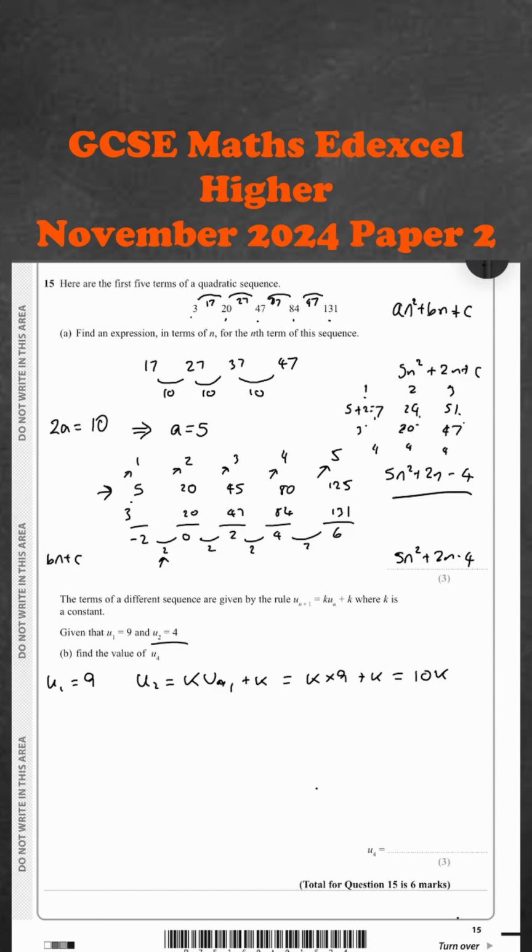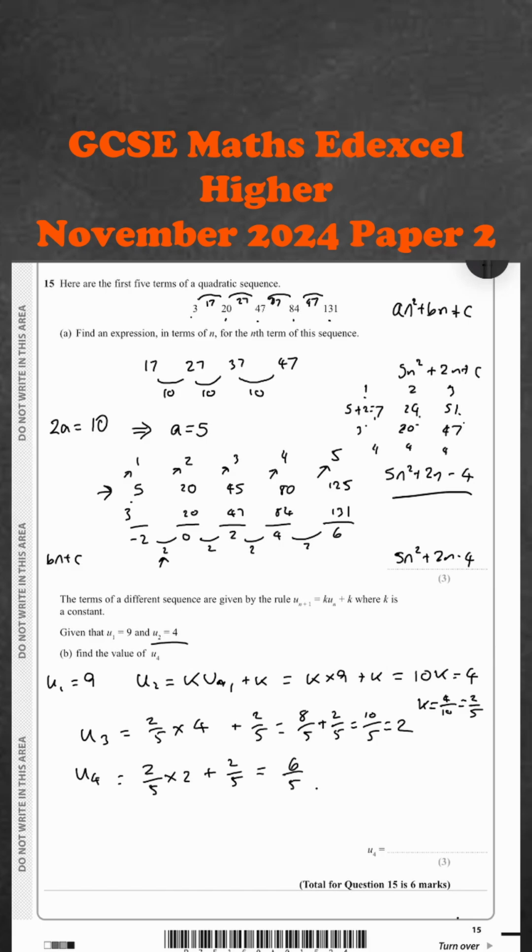We are told that u2 equals 4. That means, nice and easy, k equals 4 over 10, or 2/5. u3 is then going to be 2/5 times u2, which is 4, plus 2/5. So that's going to be 8 over 5 plus 2 over 5, which is 10 over 5, which is the same as 2. And u4 is going to be 2/5 lots of u3, which is 2, plus 2/5, which is just going to be 6 over 5, or 1.2.